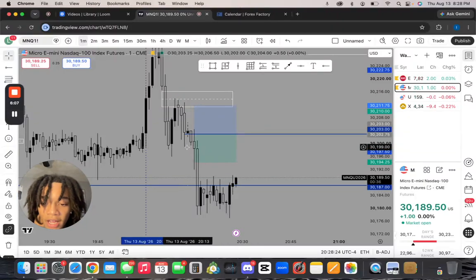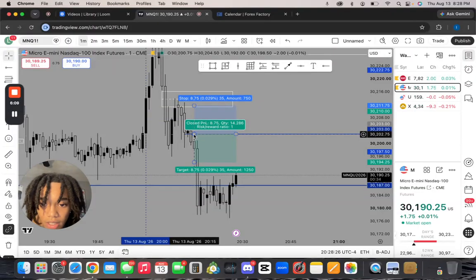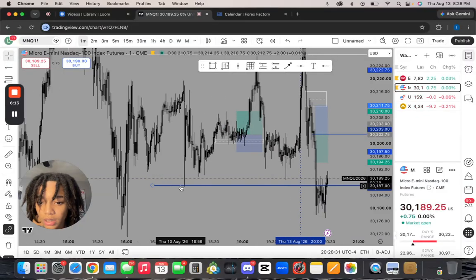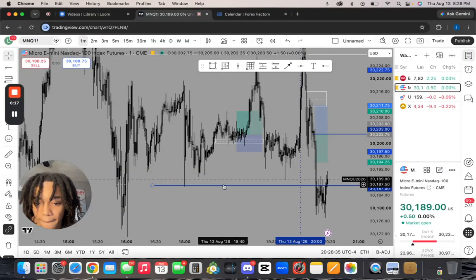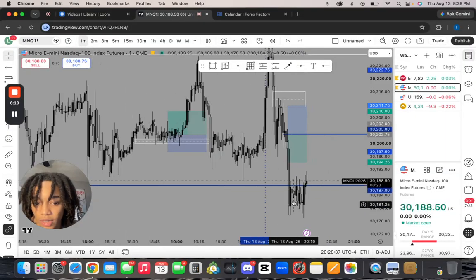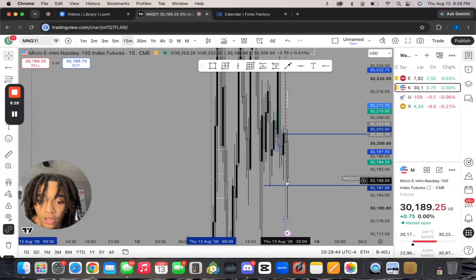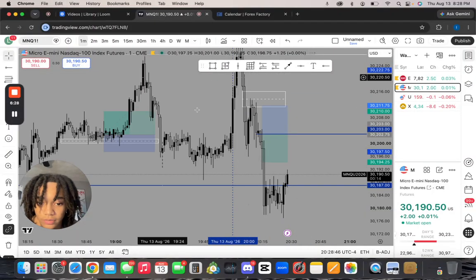What I see and why I entered here on this area was price was probably wanting to go towards this wick and sweep this wick right here. As you can see that it did, it swept, and now we're consolidating and we're trying to push back up, right? And on the 15-minute, did we close? We're about to close above this on the 15-minute as well.